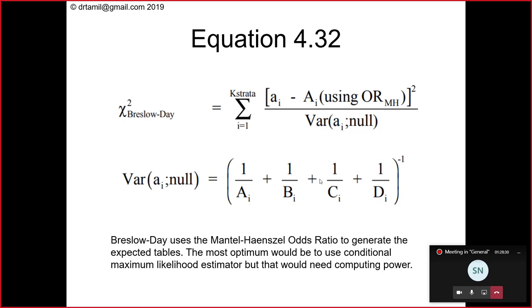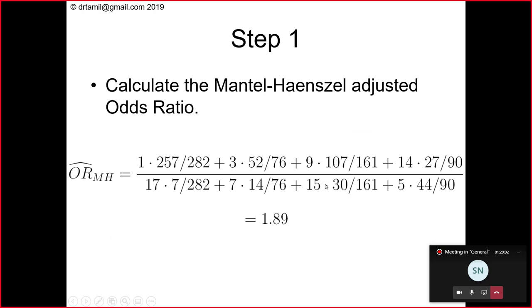So we need to get the Breslow-Day value. Take note, when we do the test, we get the value. We have four strata, so we need to get the value for each stratum. This is one stratum, and I'm going to show you how to calculate for one stratum. Then the other thing we have to get is the variance. How do we get this? First, we get the adjusted odds ratio. I showed you already how to calculate the adjusted odds ratio. It is 1.89.